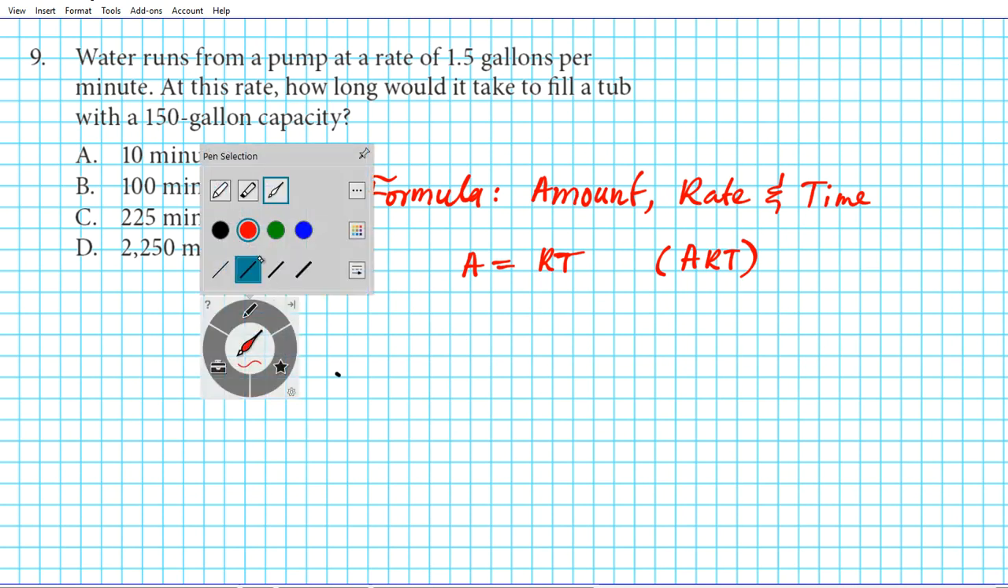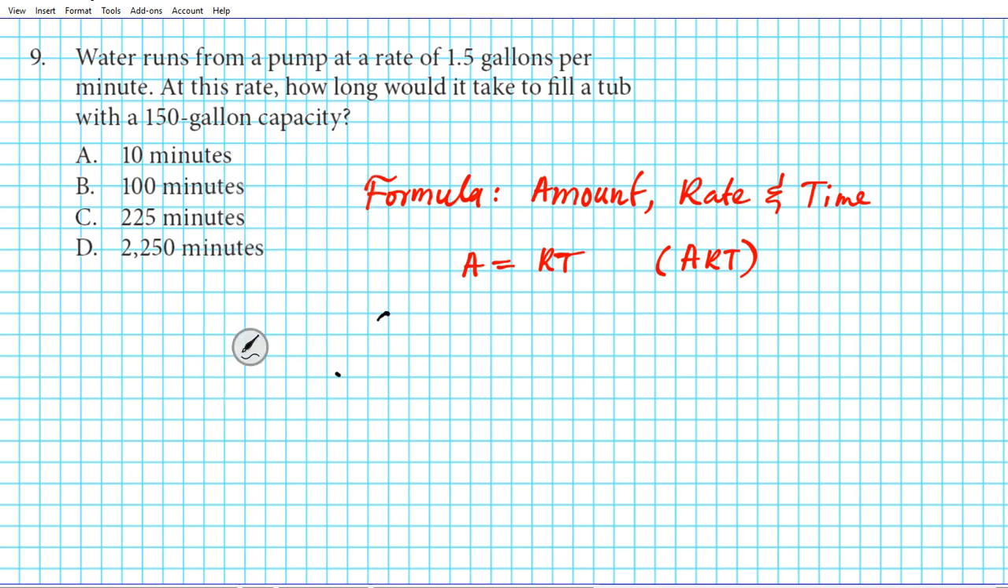Now what do we need and what do we know? Let's start with what we're given. We are given the rate, R, which is 1.5 gallons per minute. We're also given the amount, which is the total amount of gallons that the tub can take when filled to capacity. So A is 150. And then we need to find how long. That's the time. We need to find time.